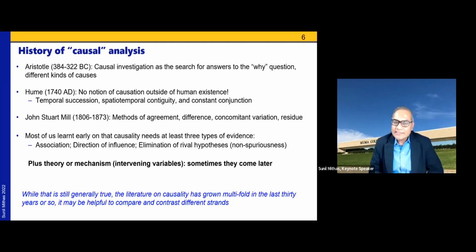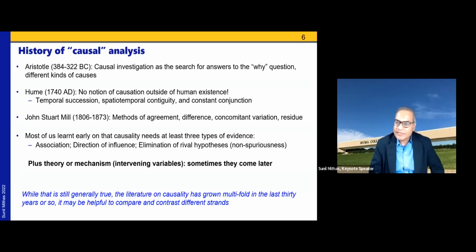But many of these ideas were highly philosophical, and this continued for a while. John Stuart Mill, another big British philosopher, also talked about the method of agreement, method of difference, concomitant variation, and the method of residue. Unfortunately, many of these discussions by philosophers were very hard to operationalize. It is only in the last 200 years or so that we have developed new technologies or newer ways of thinking about assessing causality.